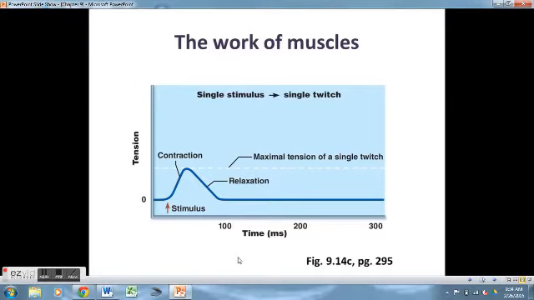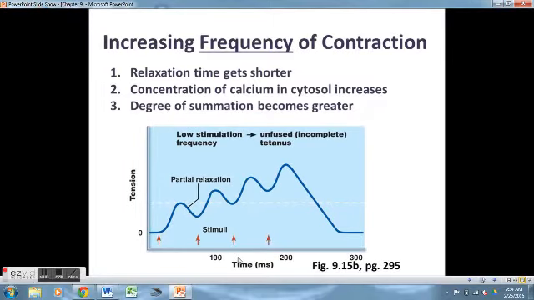So now, what if we wanted to increase how frequently that muscle is contracting? Like how many times in a minute, for example, that muscle is contracting. Notice that's what's happening on this graph. We're giving multiple stimuli, those are our red arrows, and they're coming closer together in time.